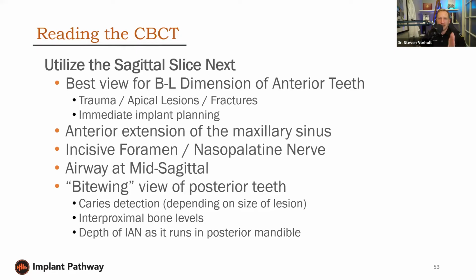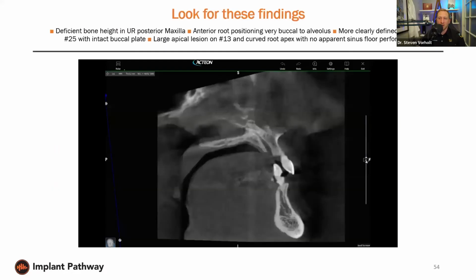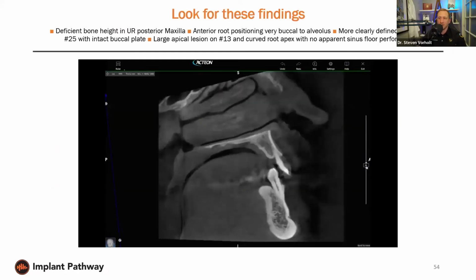And this is where you'll see the airway. So at the mid-sagittal median, you can get a good view of the airway and the space back in the pharyngeal space as well. Okay, we get a bite wing view of the posterior teeth as well in this. So we'll quickly go through this view.